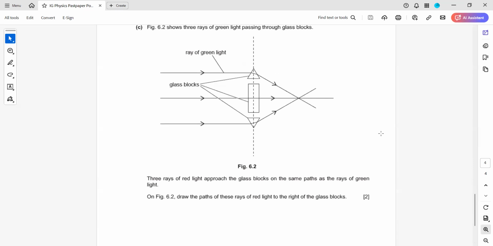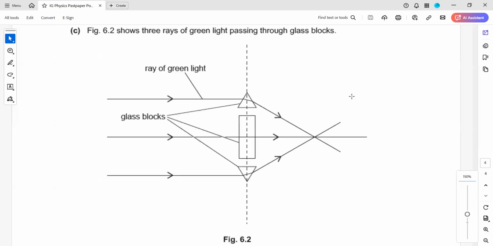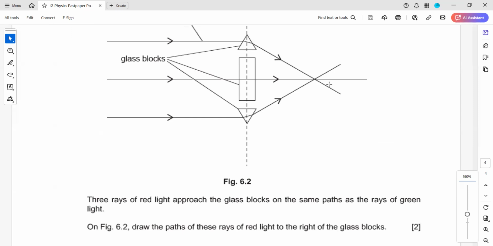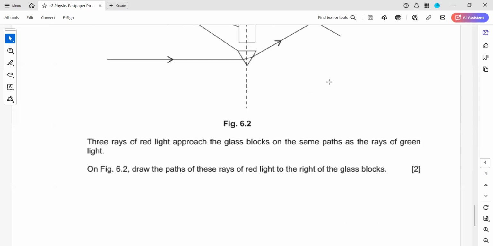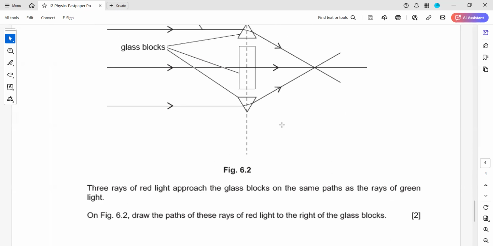The next is figure 6.2, which shows three rays of green light passing through the block. These are the green lights. The three rays of red light approach a glass block along the same path as the rays of green. On figure 6.2, draw the path of these rays.